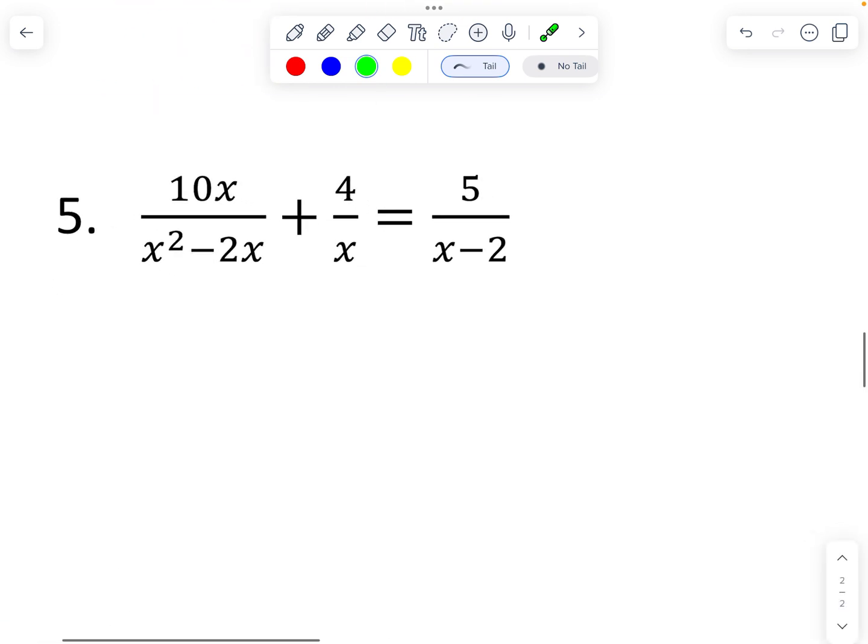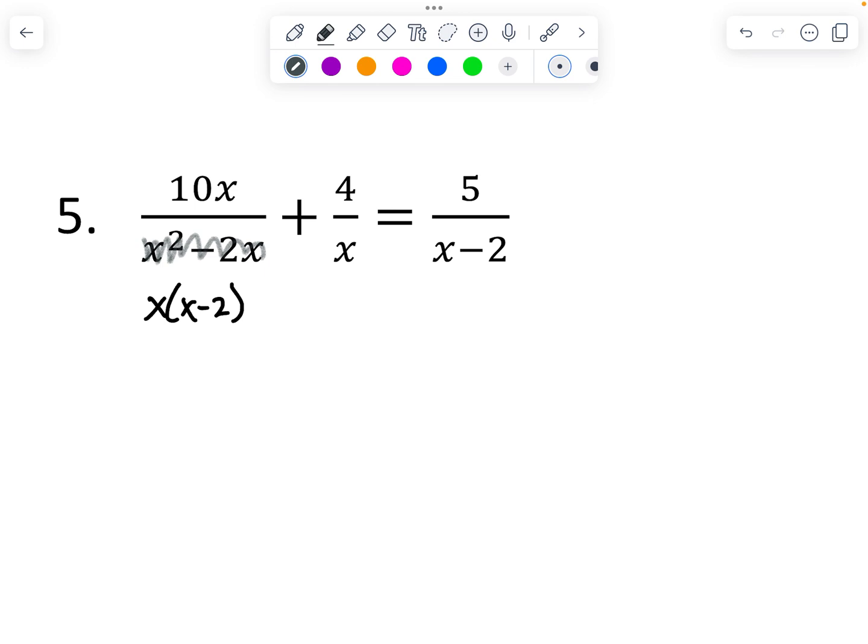All right, number 5. Again, you've got a factor. This is a GCF. They both have x, so take out an x, giving us x minus 2. So now we're ignoring this. This has x and x minus 2. This has just x. This has just x minus 2. So this one needs x minus 2, so give it x minus 2 by multiplying top and bottom. This one needs just the x, so multiply top and bottom of this by x.